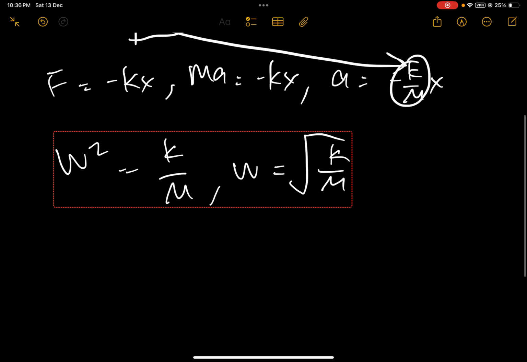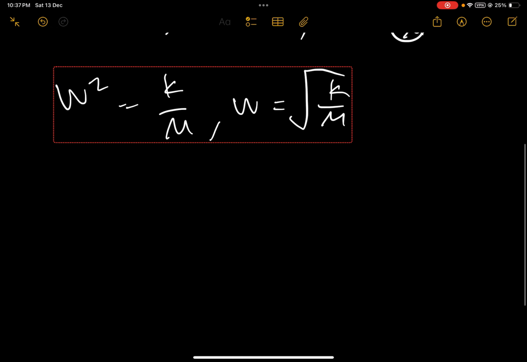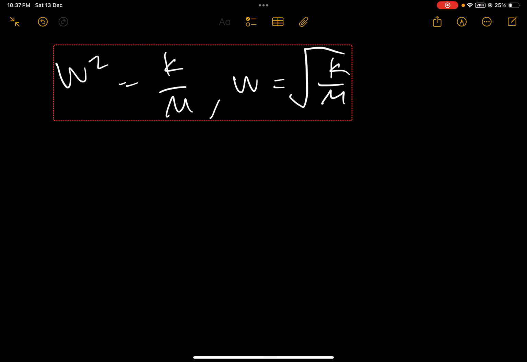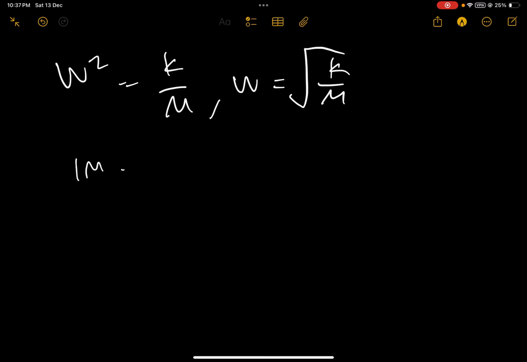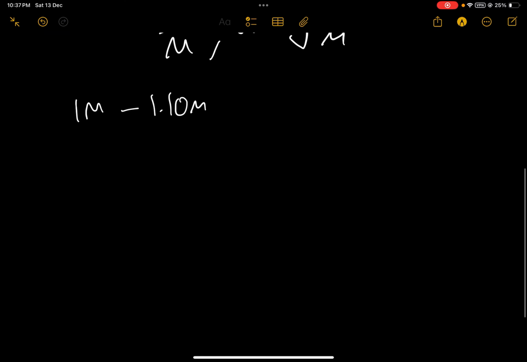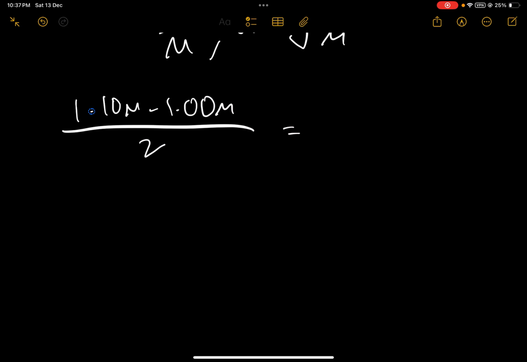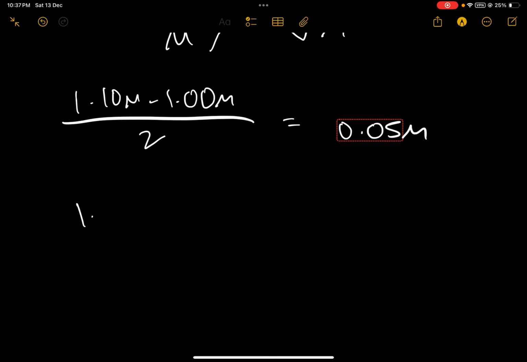All right, so now that we have this, we can look back at our question. If the block oscillates from 1 meter to 1.10 meters, we can find the midpoint because it is an ideal spring, by doing this divided by 2. And by doing this, we get 0.05 meters. So the equilibrium point is going to be 1.00 meters plus 0.05 meters, which is equal to 1.05 meters.